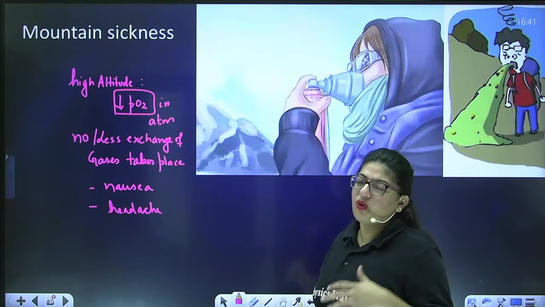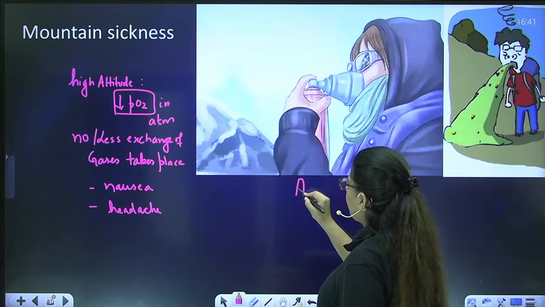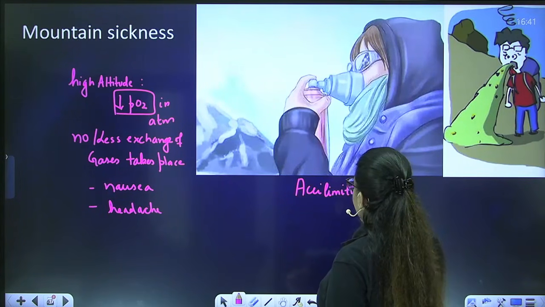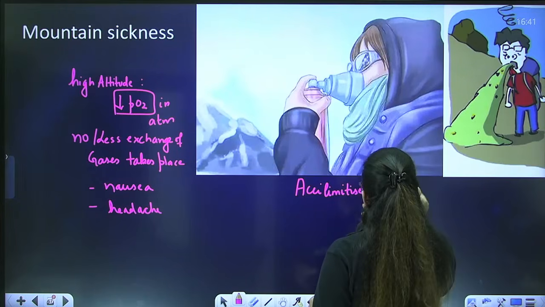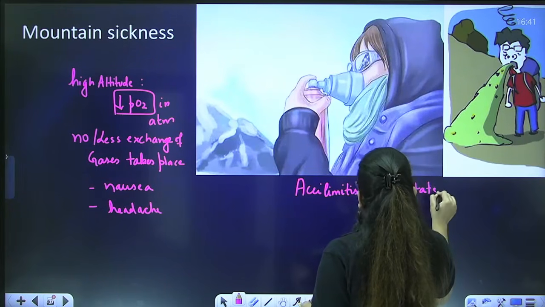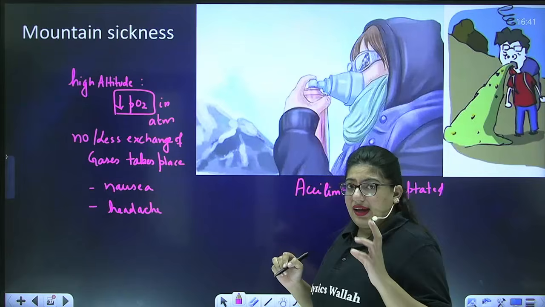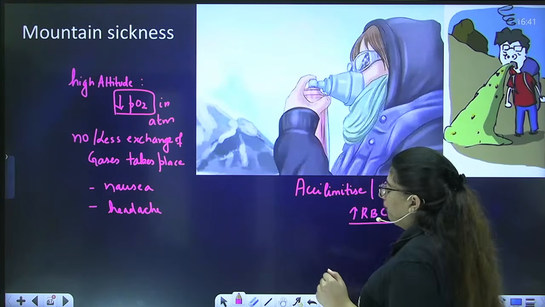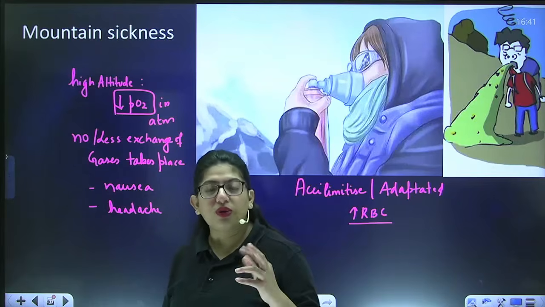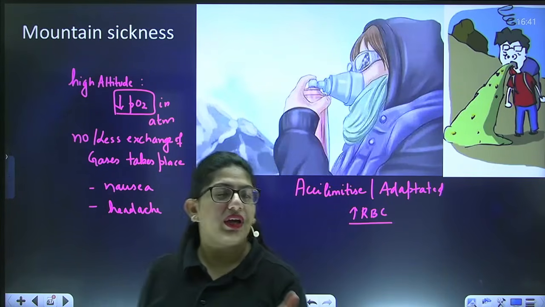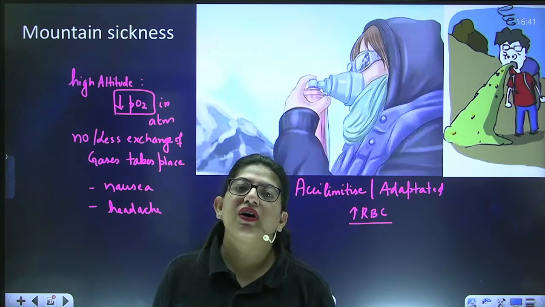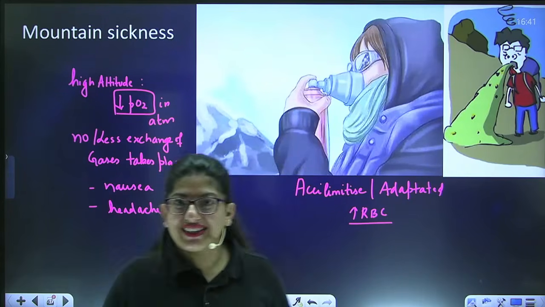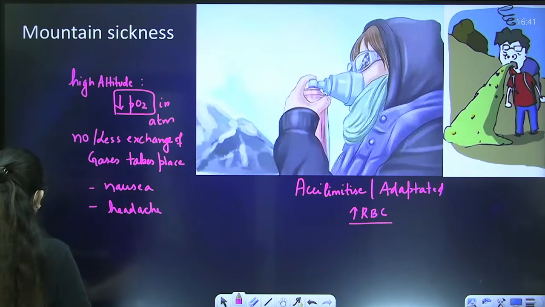But those people who already are living there, they get acclimatized. Acclimatize means adapted. So how does the body get adapted, even after 1 or 2 days? Your body will increase the number of RBC. More the RBC, more oxygen transport. Less the RBC, less oxygen transport. If oxygen is less, increase the truck. That's it. Okay. So this is your mountain sickness.